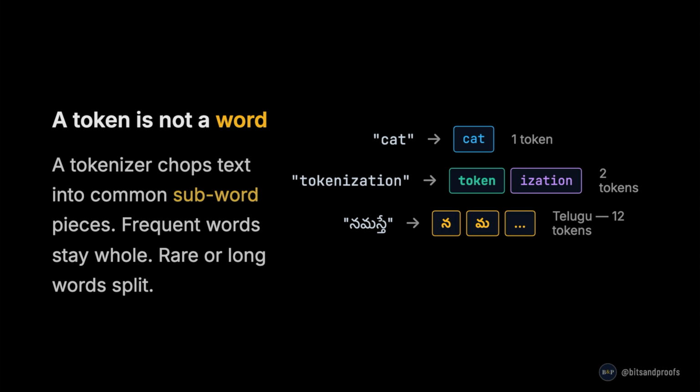Telugu script is byte level for the tokenizer. The word for namaste in Telugu uses 12 tokens for just 6 characters. The script is simply not well represented in the training vocabulary. And Hindi is similar. The word for Hindi itself uses 6 tokens. The pattern holds across most Indic scripts. Non-English text costs many more tokens per character than English does.